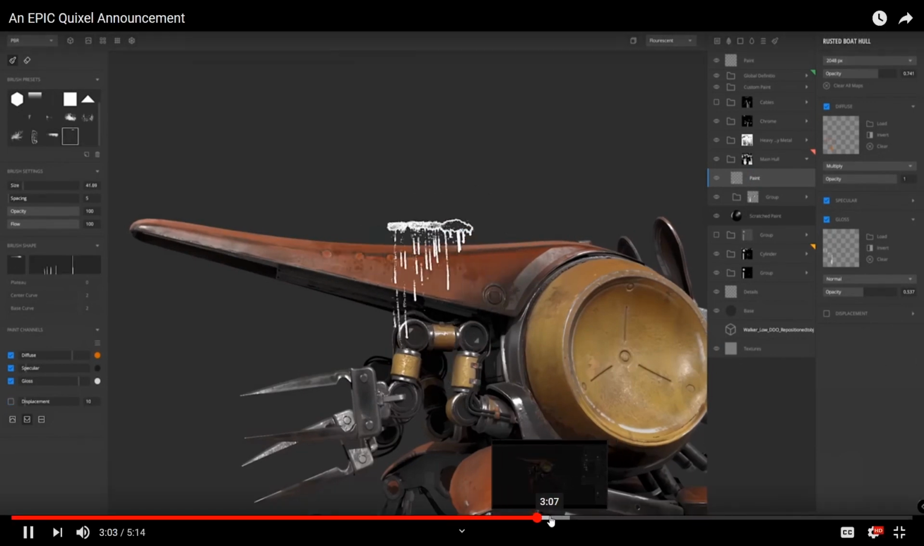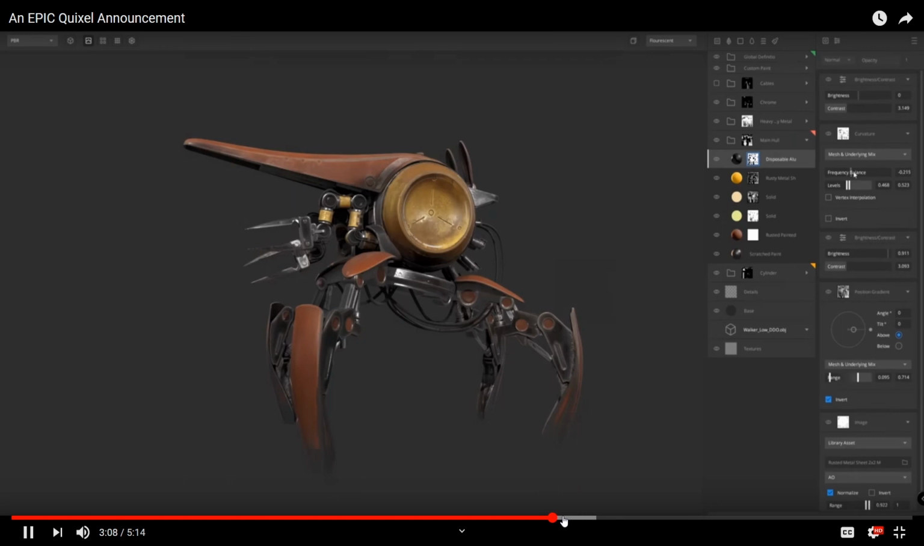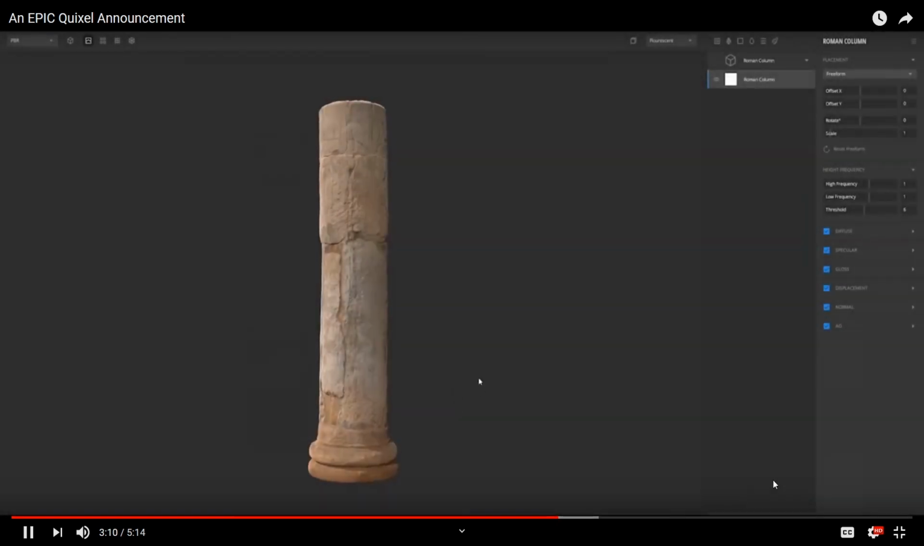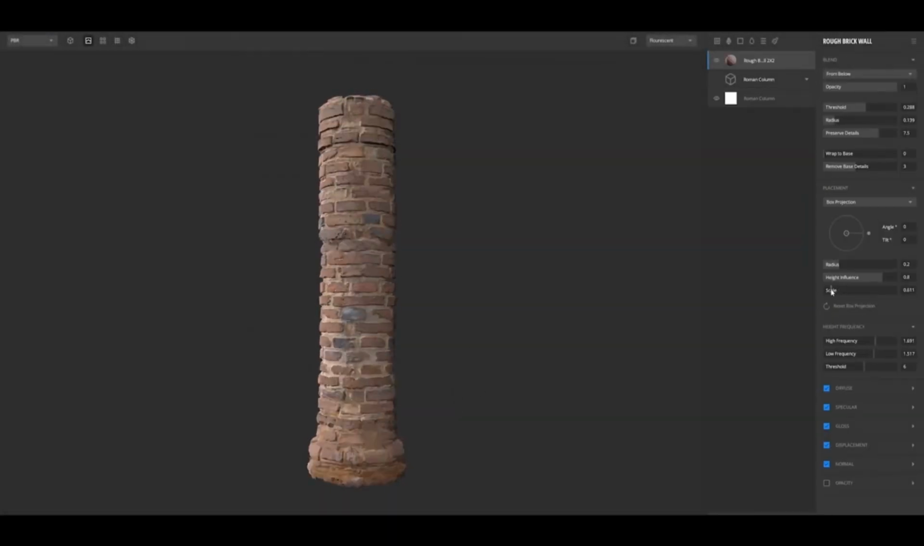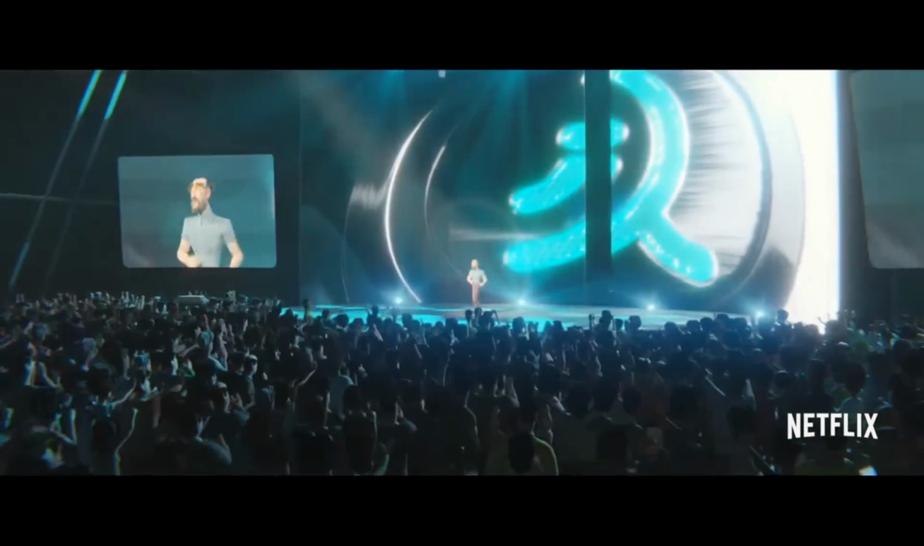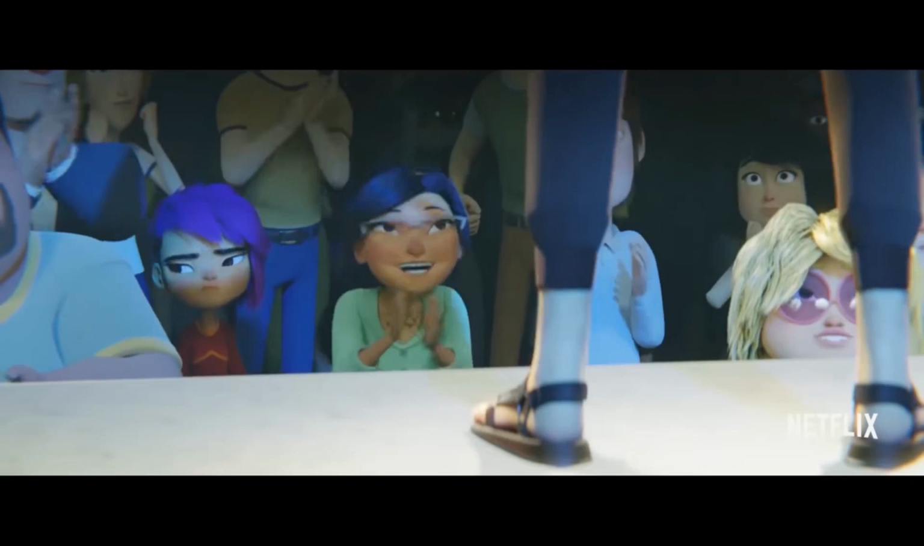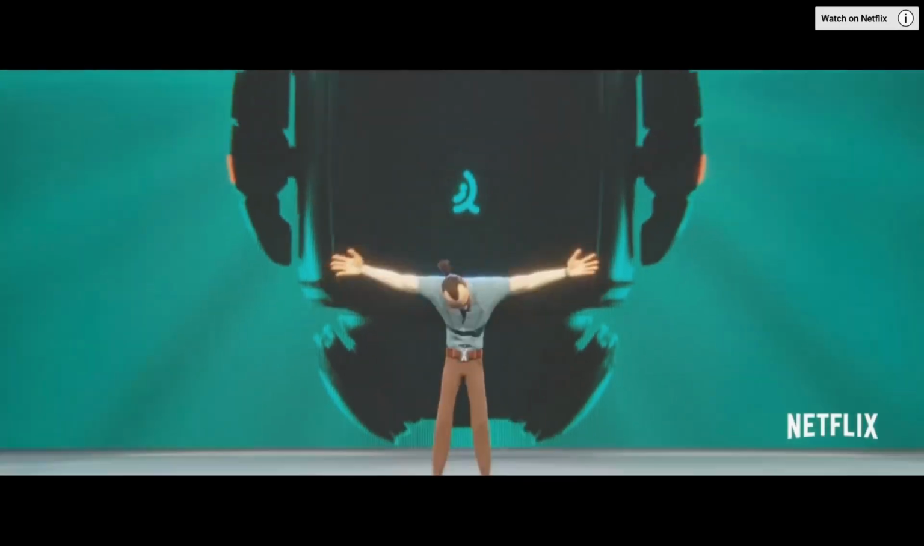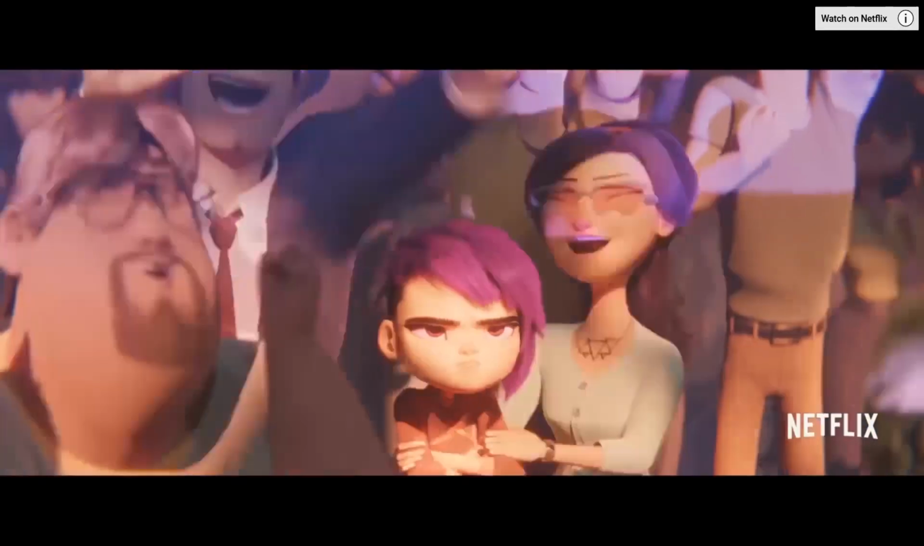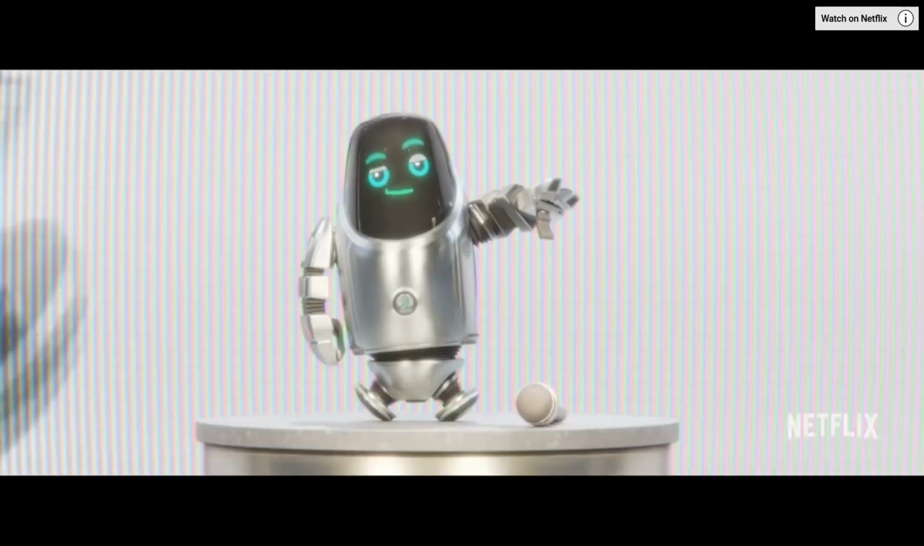I predict the next wave of development funds will be coming from streaming services like Netflix, Amazon Video, or Disney's streaming service. We have already seen Netflix's movie Next, a movie fully made with Blender and funded by Netflix. Expect more and more like this to happen. So prepare yourself, sharpen your skills. This is going to be a great ride.